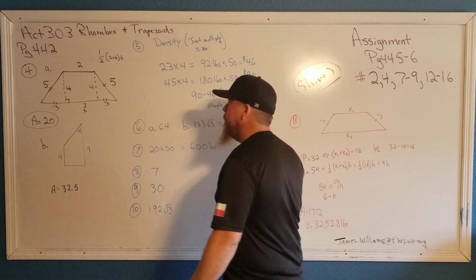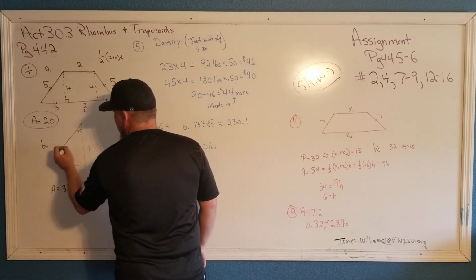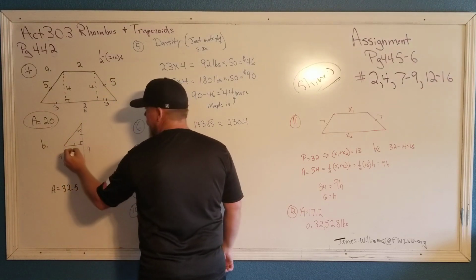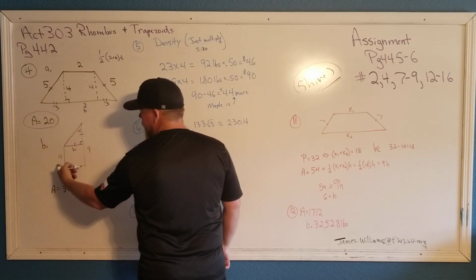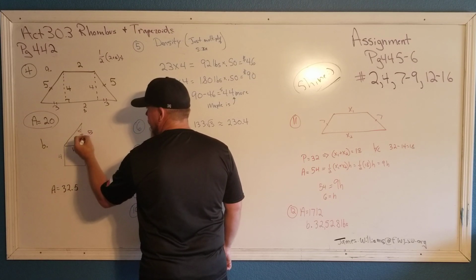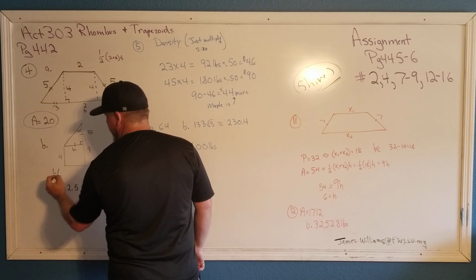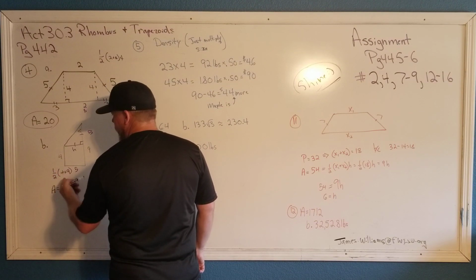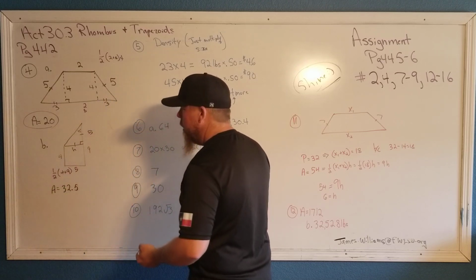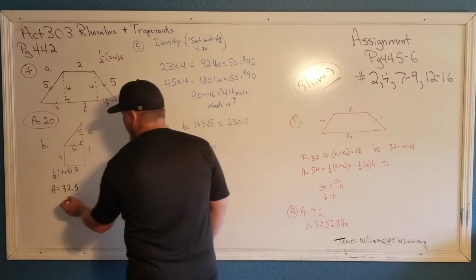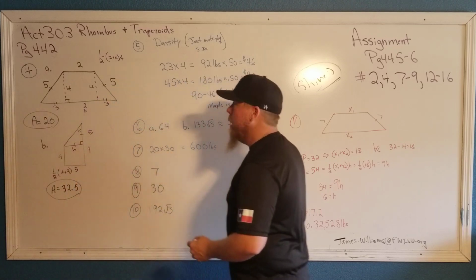For number 4b, notice that we have a 45-degree angle here. That means that this is an isosceles right triangle when I draw my height. So if this length is 4, this length has to be 5. So my formula is going to be 1/2 4 plus 9 times 5. Well, 4 plus 9 is 13 times 5, and then take half of that. Your answer is going to be 32.5. Hopefully you're good with that.